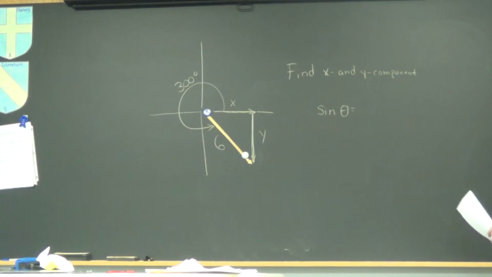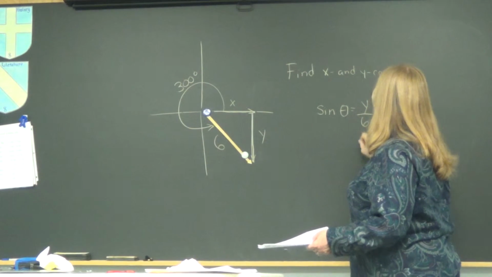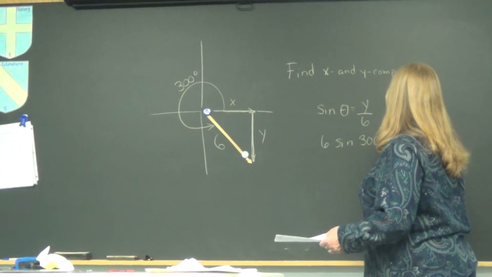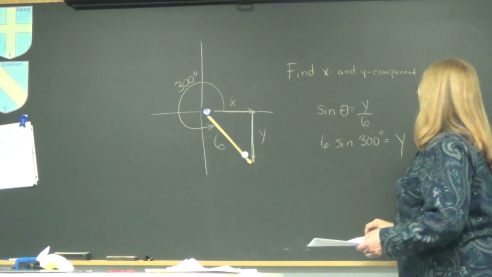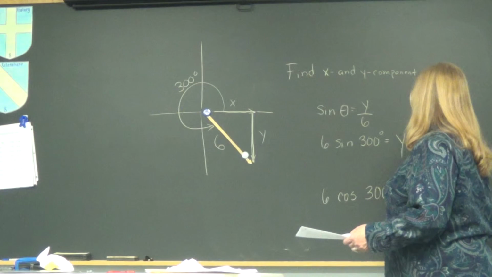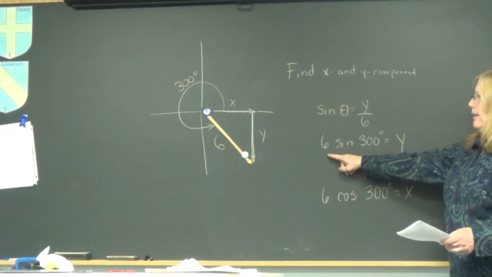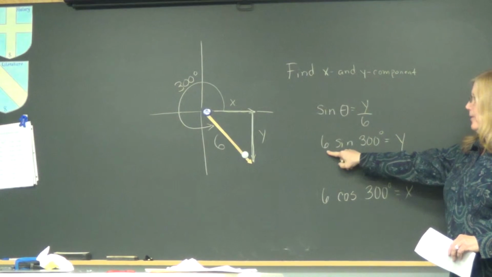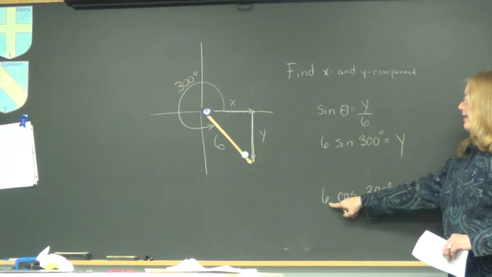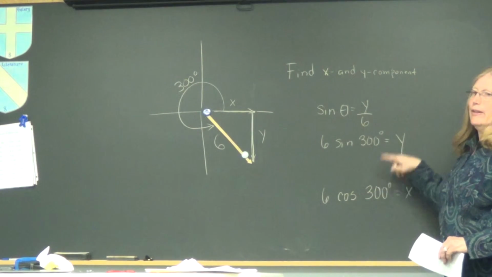I'm going to look for the y first. So sine of the angle is opposite over hypotenuse. So 6 sine of 300 equals y. And then, without even looking, setting it up, I know 6 cosine of 300 is x. These get very quick when you recognize the pattern. It's always the length of the golden vector times the sine of the angle for y, and the length of the golden vector times the cosine of the angle for x, over and over and over.